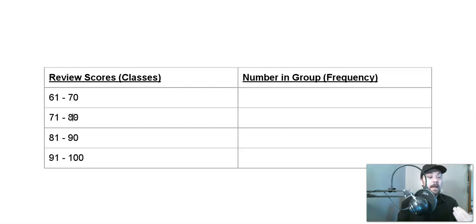So here, each class covers the same distance, if you will, right? So this goes from 61 to 70, that's a gap of 9. This goes from 71 to 80, that's also a gap of 9. So we're not going to distort our data by having a wider group for one and a narrower group for another.